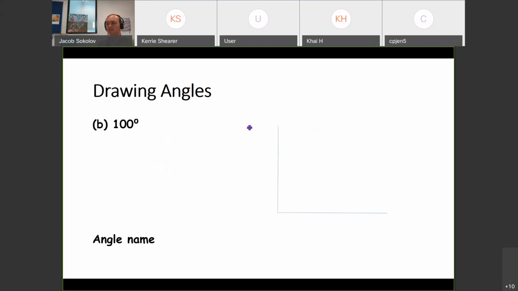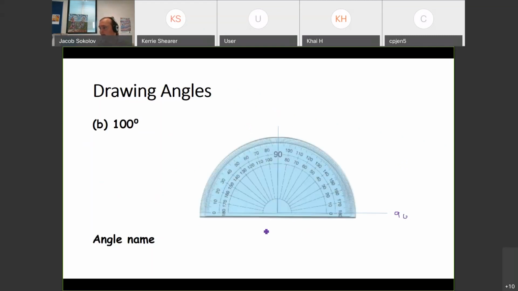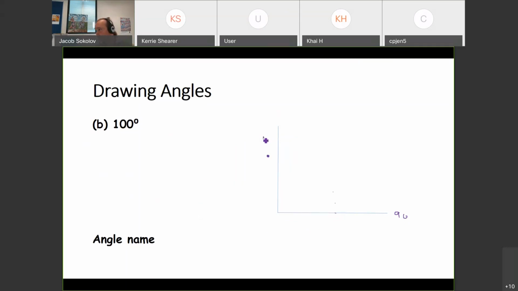Okay, so we're going to be doing some drawing angles. And this relates to the worksheet. I don't think I'm going to spend too long on this. What I usually do is I start with a T as a reference angle, so this would be 90 degrees. Then I put my protractor on and I find 100 degrees. So we're going around on our protractor. We start at 0, remember? Going around, we get to 100. There we go. I'll make a line right here. And then we connect that line to the origin or the 0. But we use a ruler.